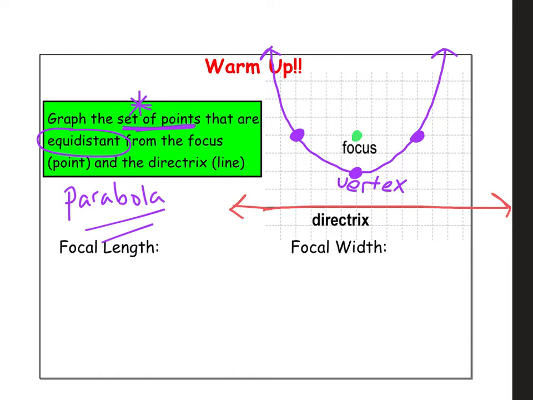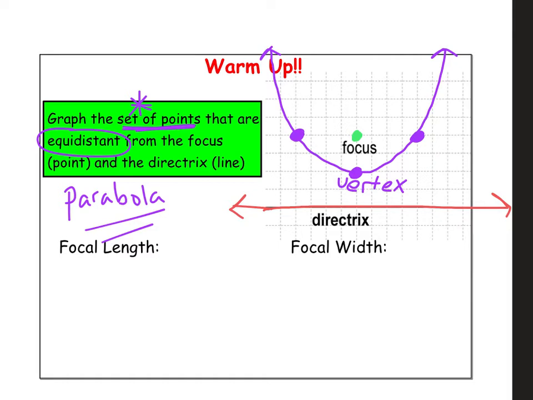Just to visualize it, let's say there's a point right up here. If we could measure the distance directly to the focus, whatever that distance is, it would be exactly equal to the distance to the directrix. I may not have drawn this perfectly, but if we were able to get those distances exactly perfect, then that point would be on the parabola. So that's the definition.